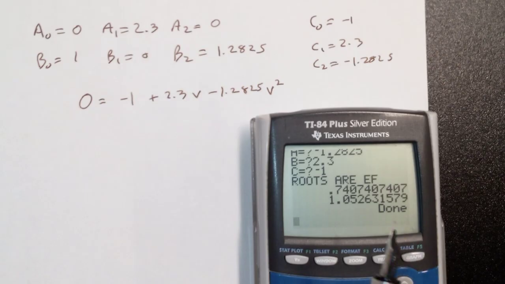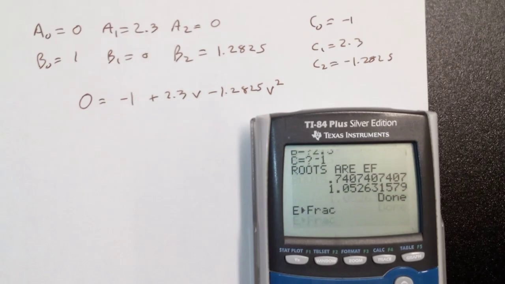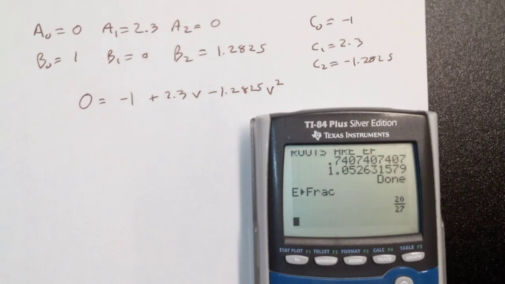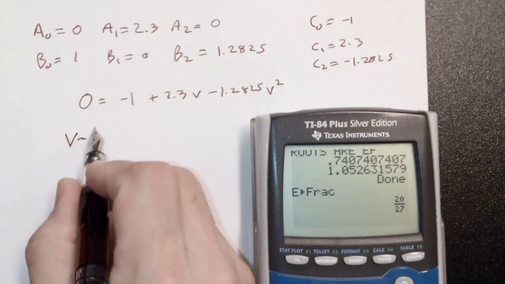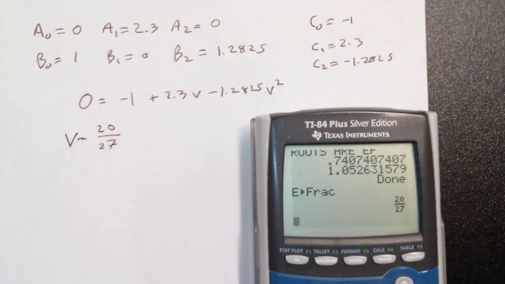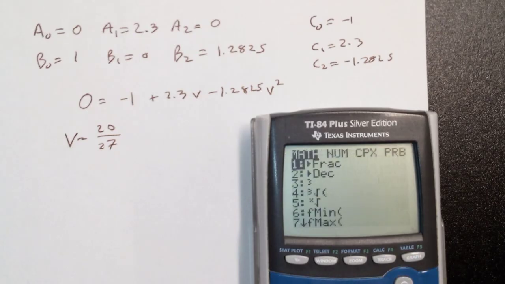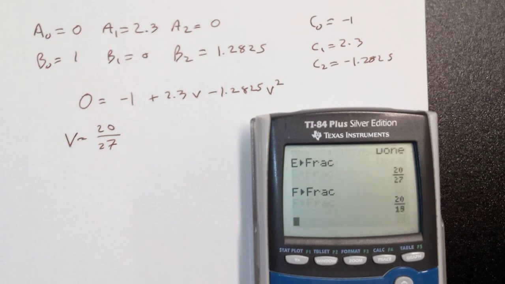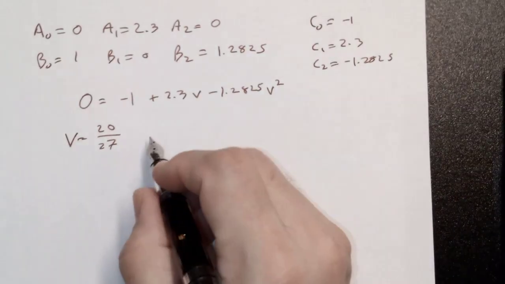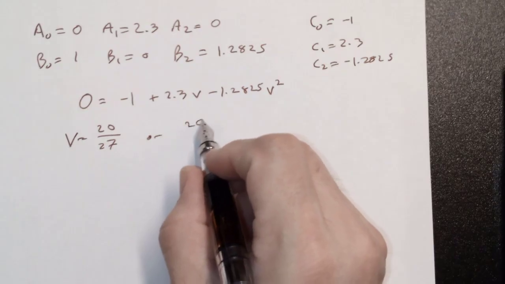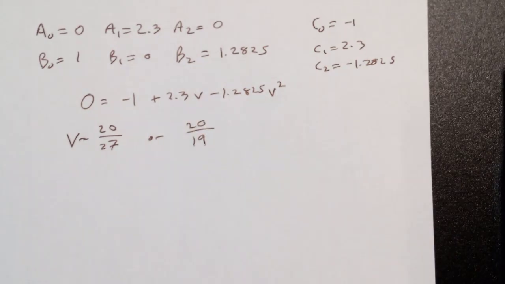So I'm going to say, hey, what's E as a fraction? What's F as a fraction? 20 over 27 and 20 over 19. What are the appropriate interest rates that go with this?